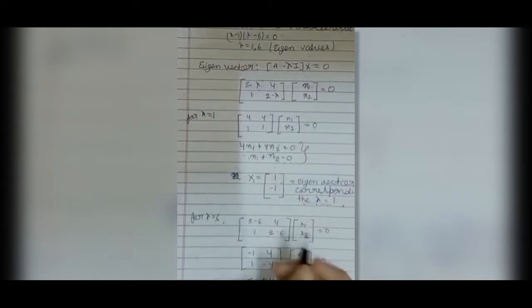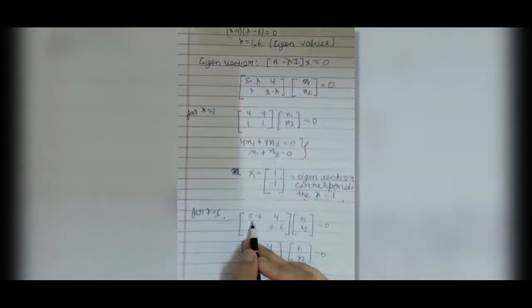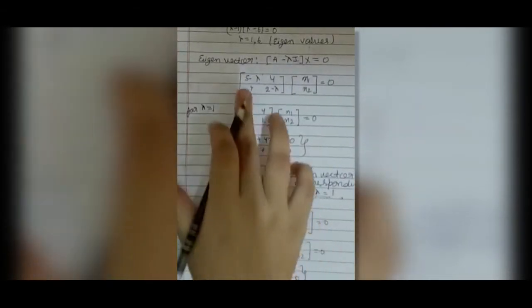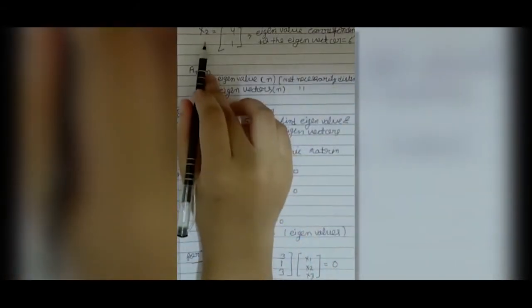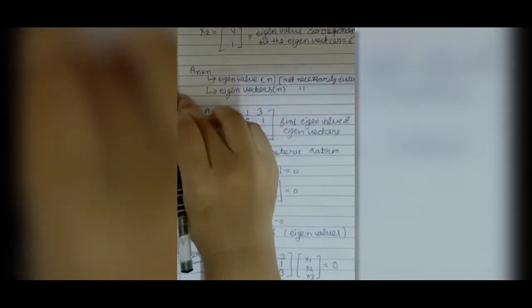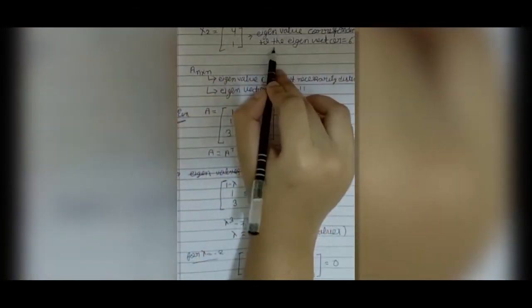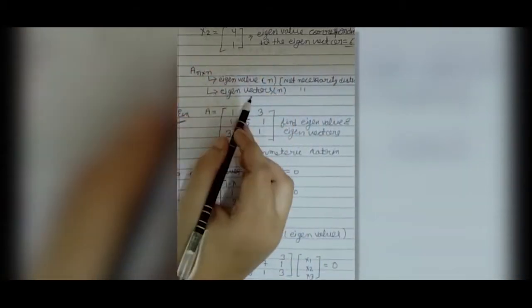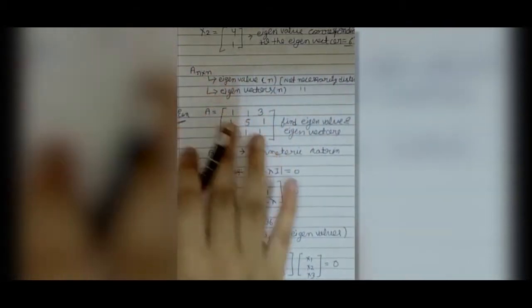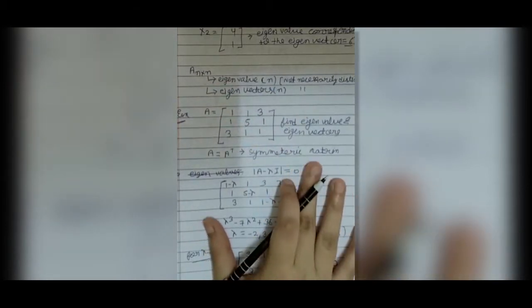So lambda equals 6. You substitute lambda equals 6 into this, and we get some values. We write the equation. Now we get 4 and 1 solving those two equations. This is the eigenvector corresponding to eigenvalue 6, x2, 4 and 1. So this is the way to compute eigenvalues and eigenvectors.